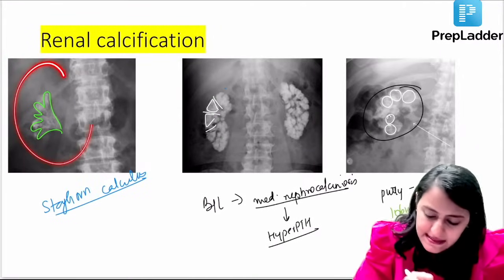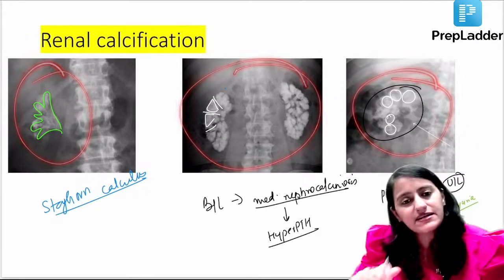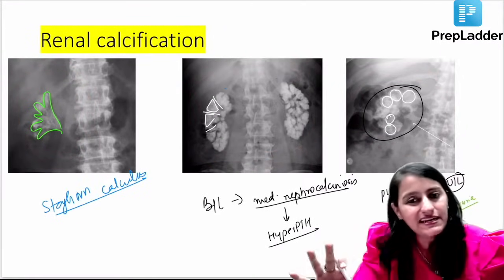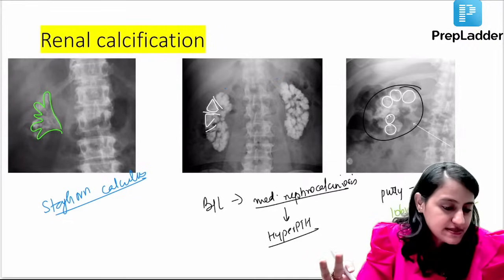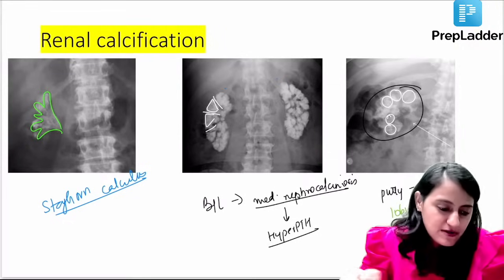Yes, this is also an X-ray, this is also an X-ray, this is also an X-ray. Calcification will appear white on a plain X-ray itself without any contrast, right? So all these images are X-rays.